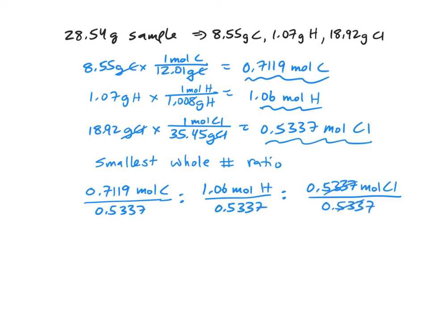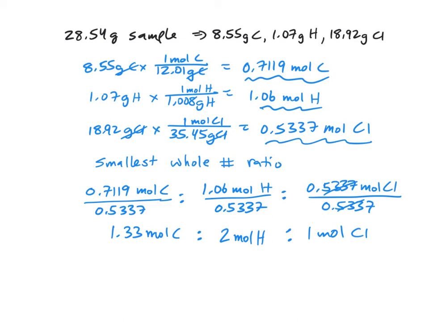And when we do that, 0.5337 divided by 0.5337 is, of course, 1. 1.06 divided by 0.5337, really close to 2, 1.99. We're going to call that 2 moles of H. And then 0.7119 divided by 0.5337 works out to be 1.33 moles of carbon.